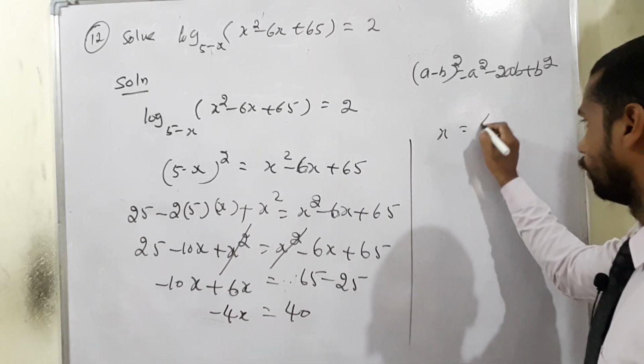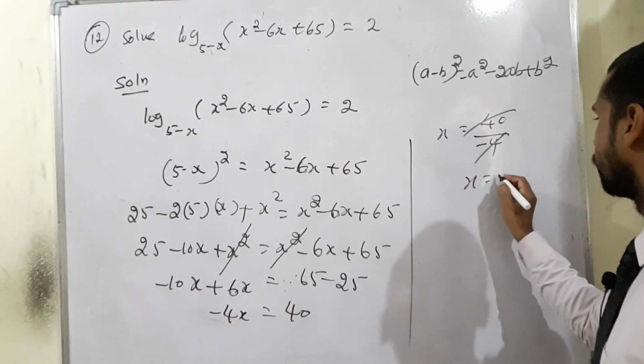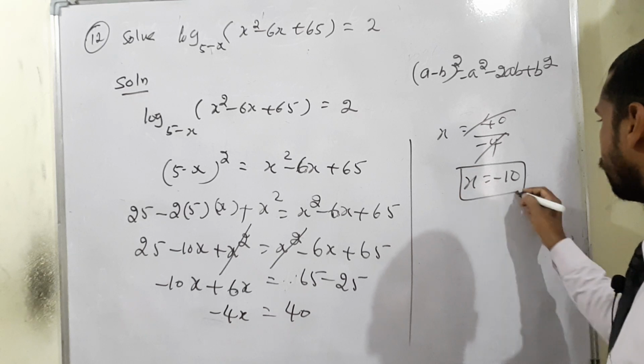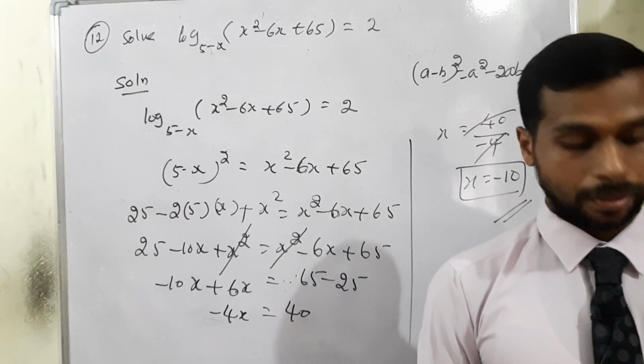Therefore, x is equal to 40 divided by minus 4. 40 and 4 cancel, so x is equal to minus 10. This is our answer, okay? I will continue with the new unit. Chapter number 3. Stay on the line.